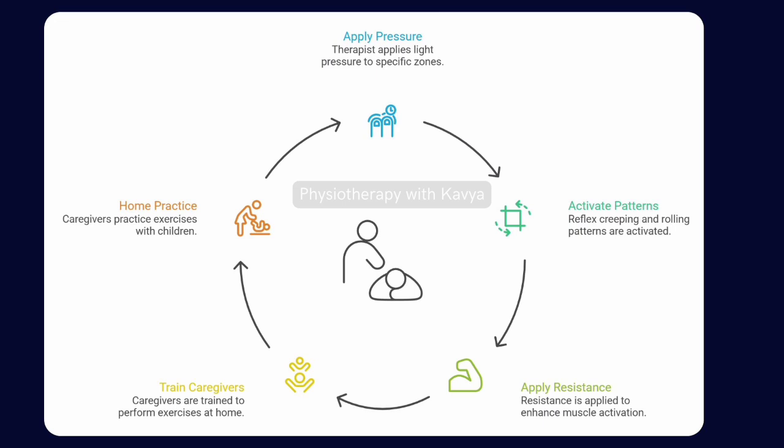The therapist applies light pressure to specific zones. Reflex creeping and rolling patterns are activated. Resistance is applied to enhance muscle activation. Caregivers are also trained to perform exercises at home, and there will be practice of exercises at home, and we follow this cycle.